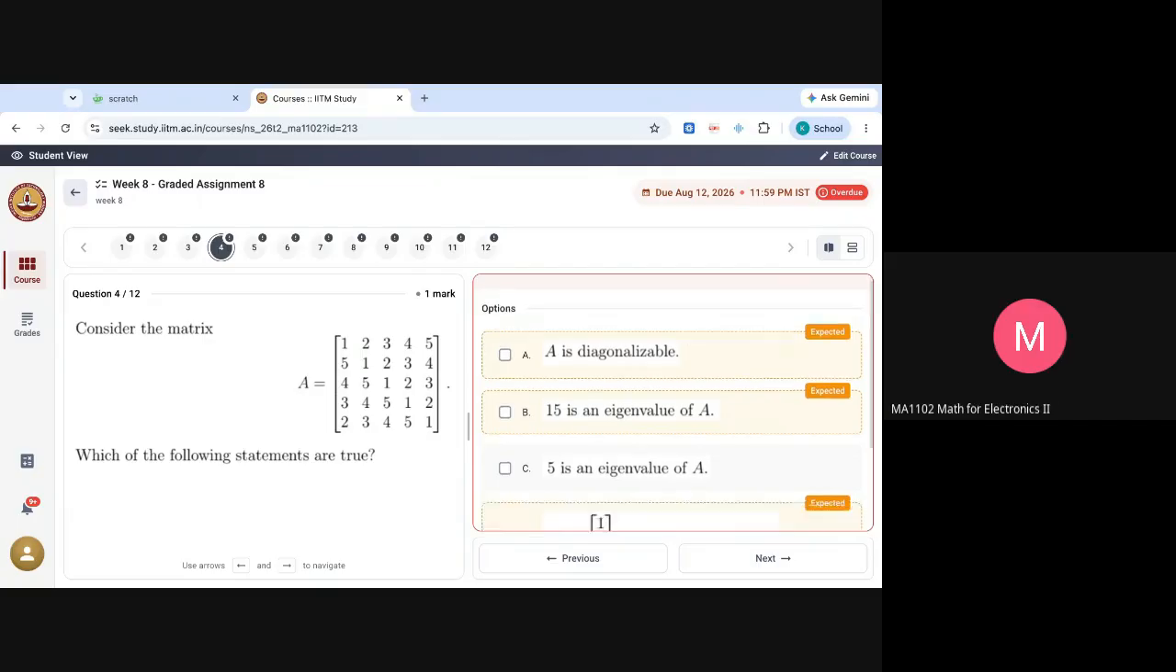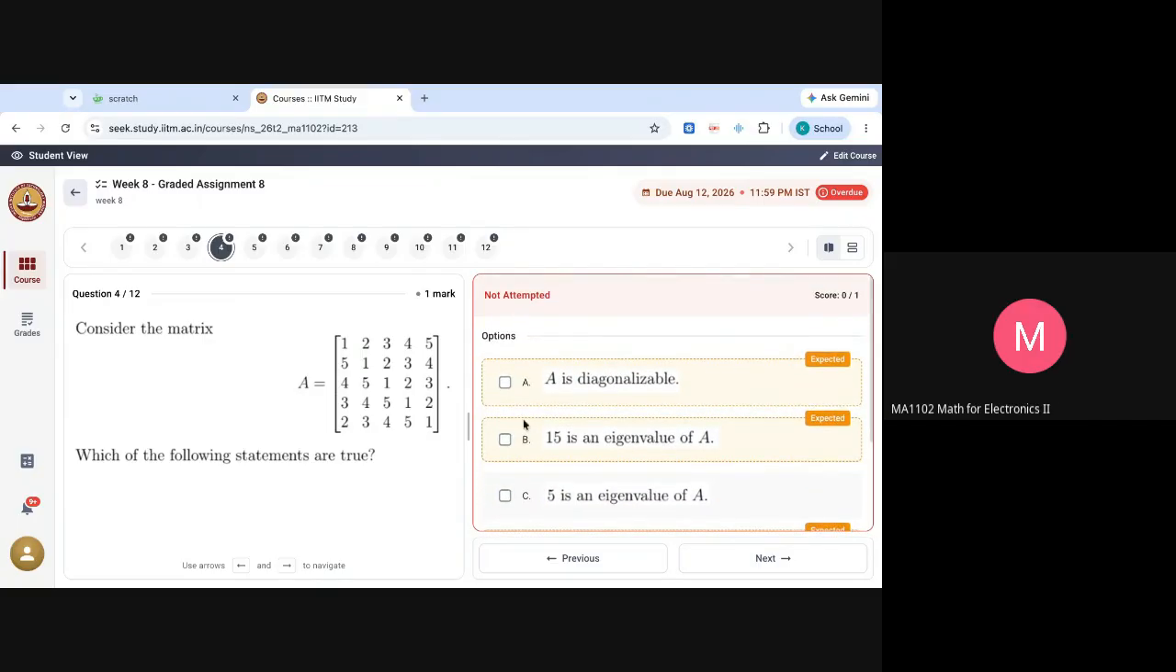So B and D are very easy. There's nothing hard about B and D, but A, at least on the surface, it is not clear why it is diagonalizable because, let's see, 1 2 3 4 5.